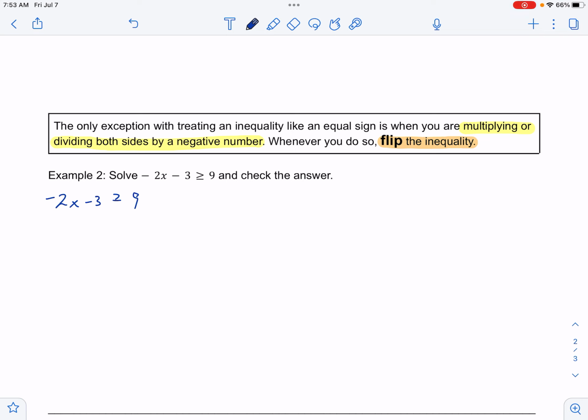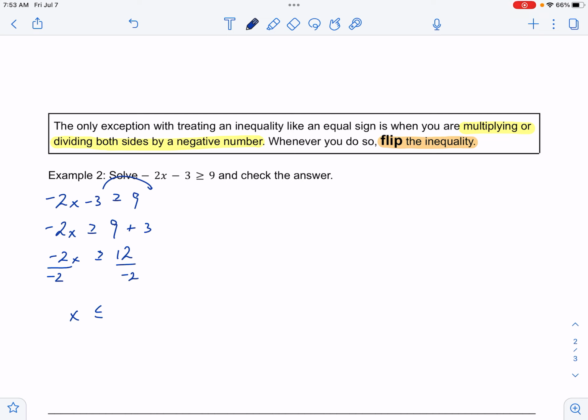My first move is going to be to pull the 3 over, and it's going to turn into a positive 3. So I have a 12. And now I need to divide both sides by negative 2. Because I'm dividing by a negative number, I now need to flip the inequality. So my inequality is going to face the other direction now.